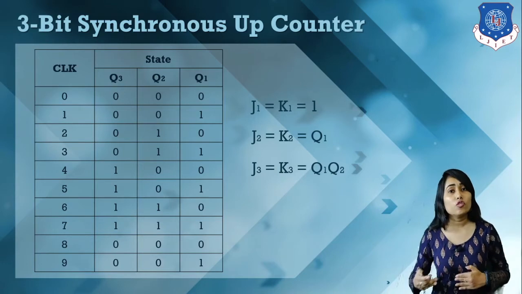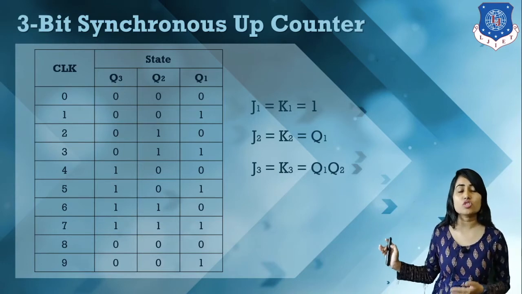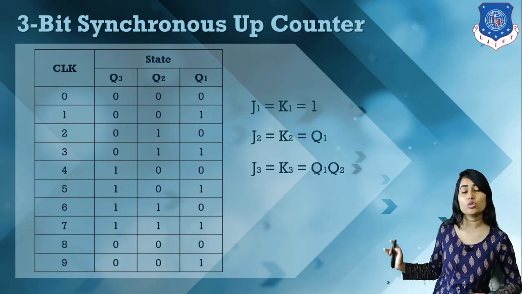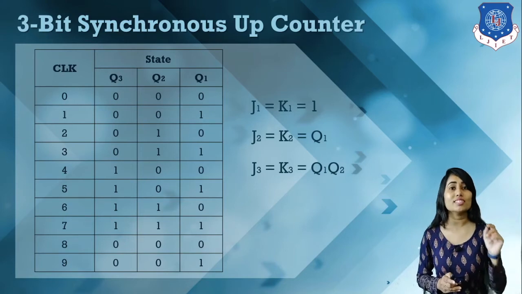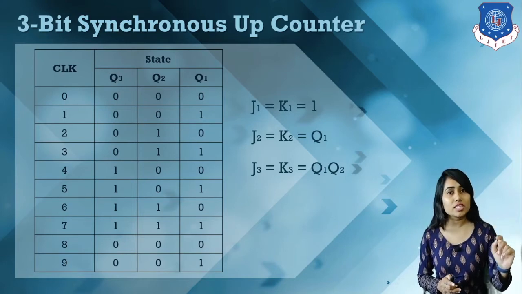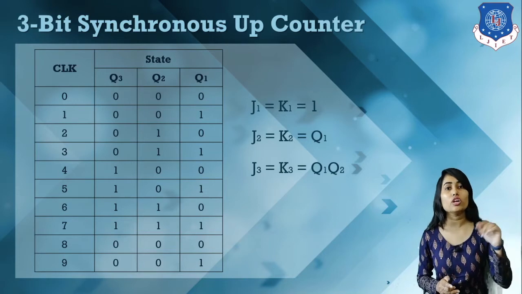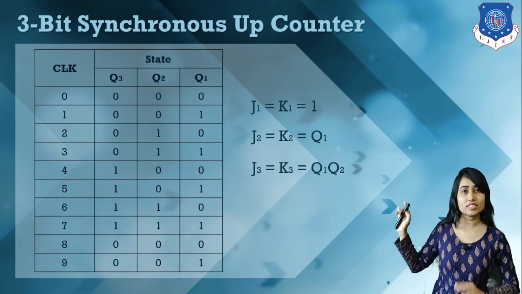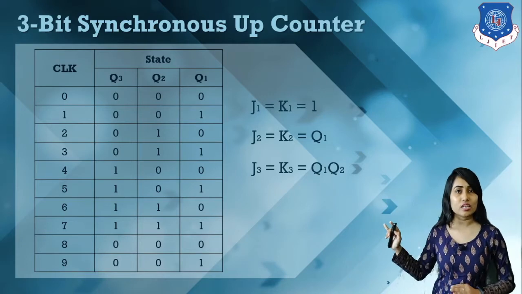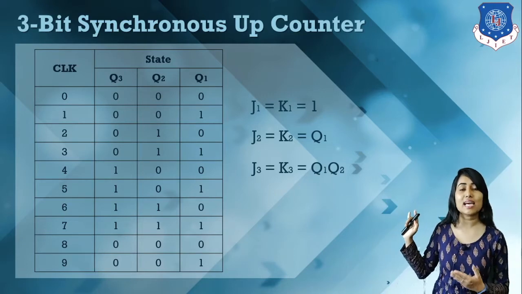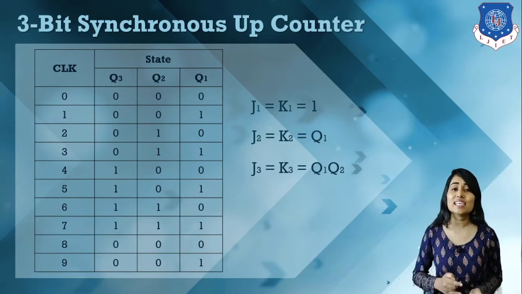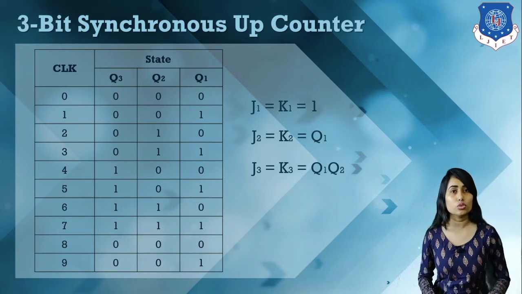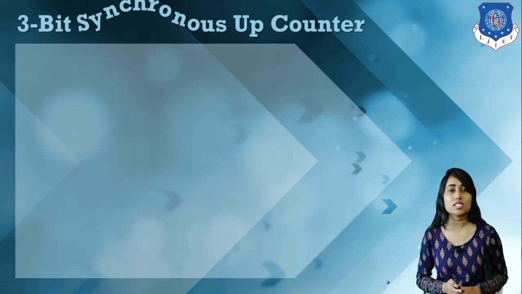If we have a 4-bit counter, then the next condition is J4 K4, which is equal to Q1 Q2 Q3. Here we have a 3-bit synchronous up counter. For a synchronous counter we have to apply the same external clock signal, and we can decide the inputs according to our sequence. The required inputs are J1 K1 equal to 1, J2 K2 equal to Q1, and J3 K3 equal to Q1 into Q2. Using this logic we can design our logical diagram of the 3-bit synchronous up counter.